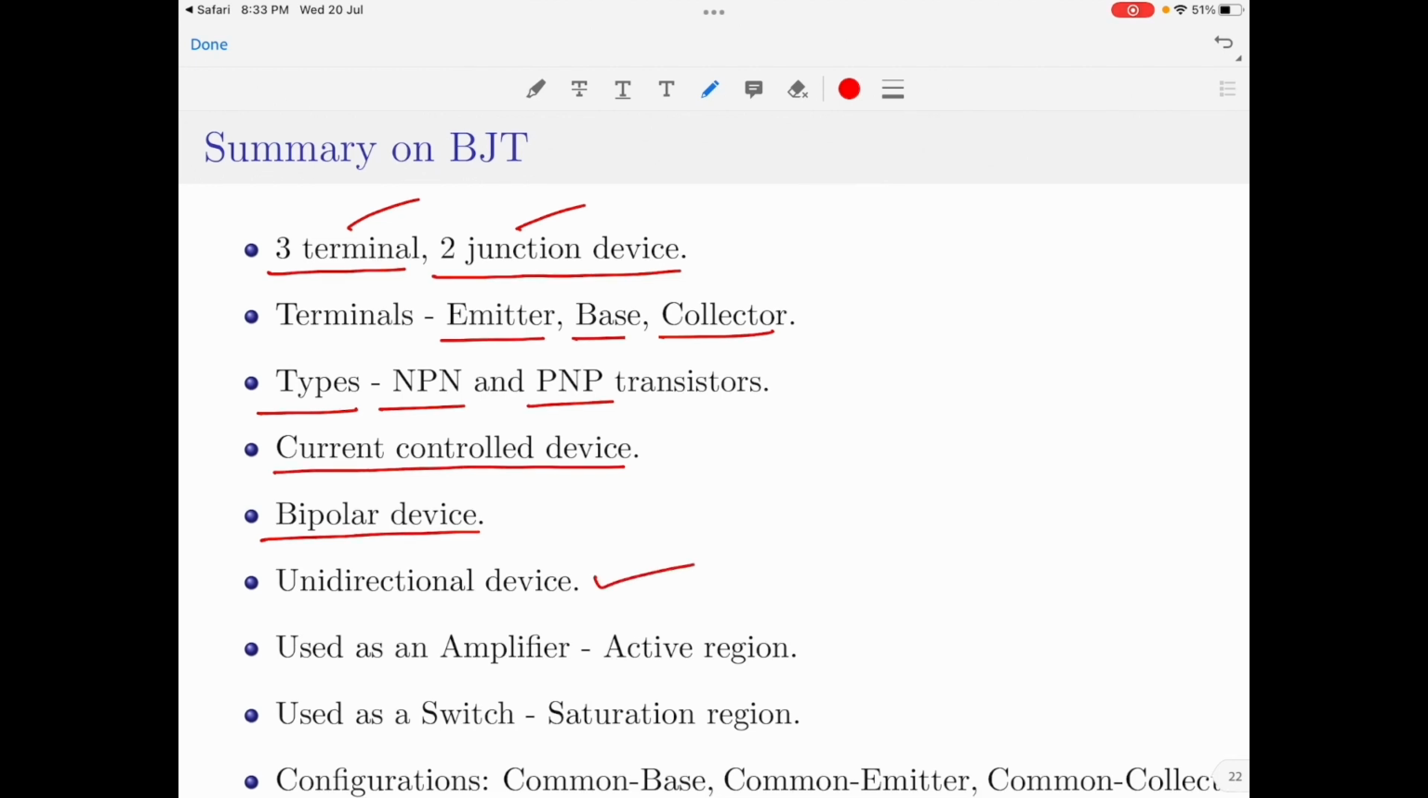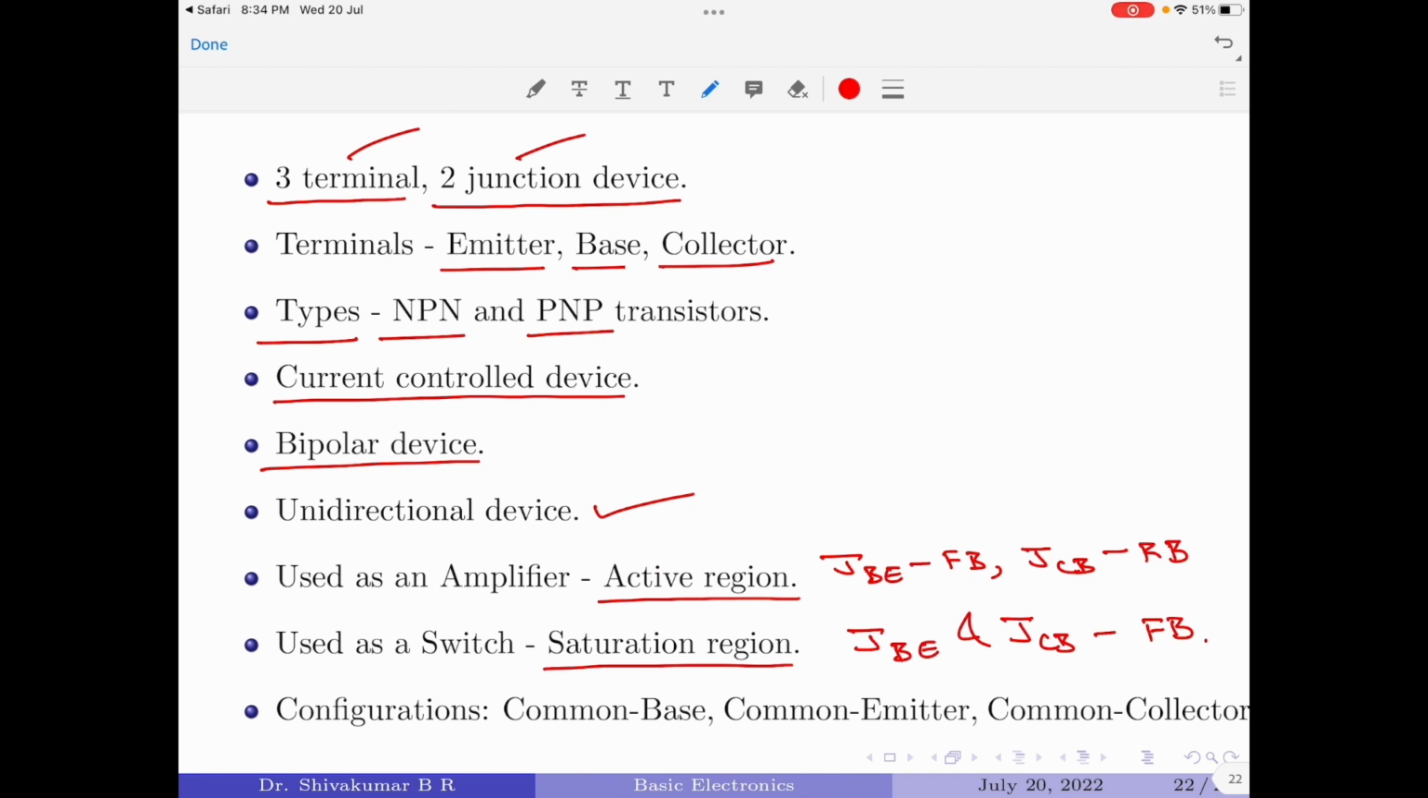Coming to the important applications, if you want the BJT to operate as an amplifier, then you must operate it under the active region where the junction between base to emitter is forward biased and the junction between collector to base is reverse biased. On the other hand, if I want to use the BJT as a switch, then it must be operated in the saturation region where both the base to emitter junction and the collector to base junction must be forward biased.